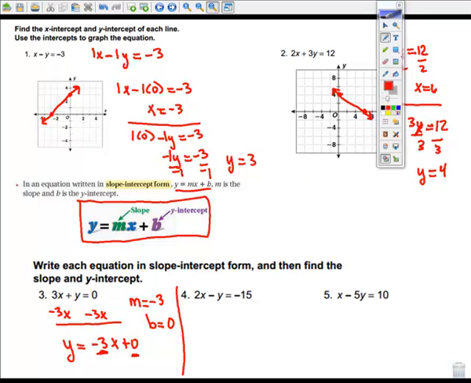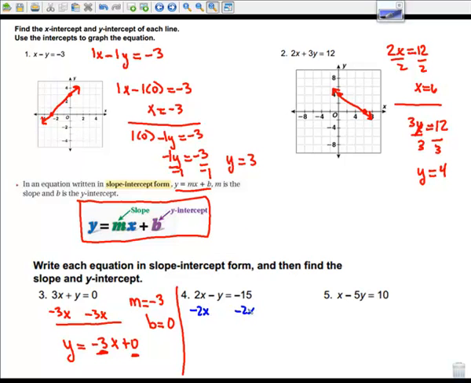Let's try the next one. So again, I'm solving for y, so I'll subtract 2x from both sides. I'm going to bring down a negative 1y, and then I have a negative 2x minus 15. Divide by negative 1. And so y equals positive 2x plus 15. So my slope is the coefficient with the x, so it's a 2. My y-intercept is the constant, and that's a 15.